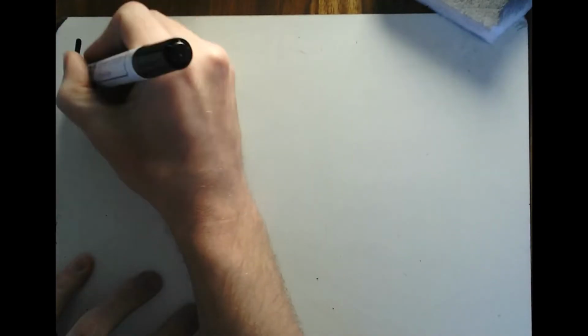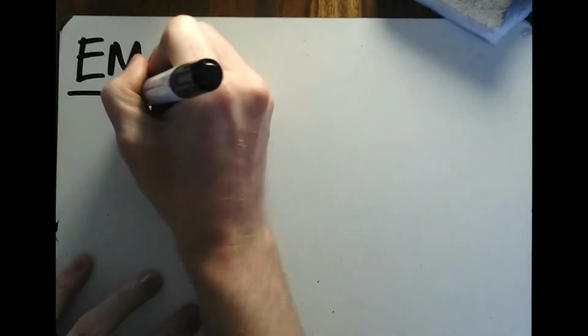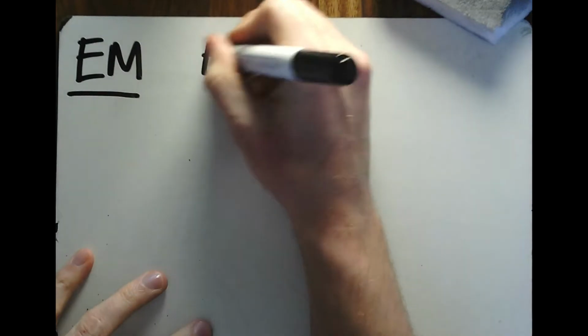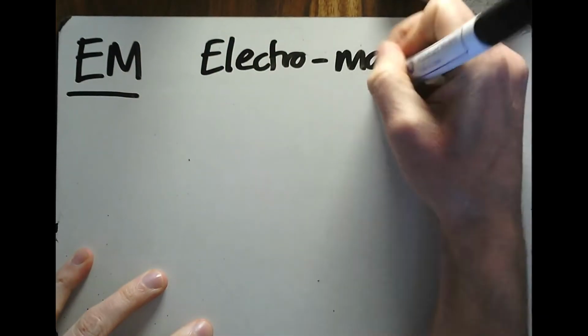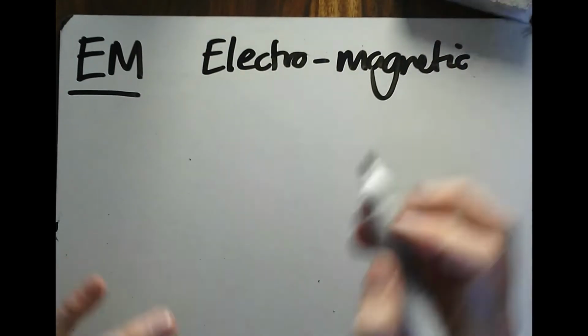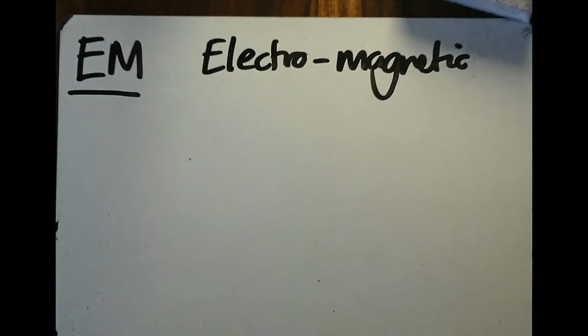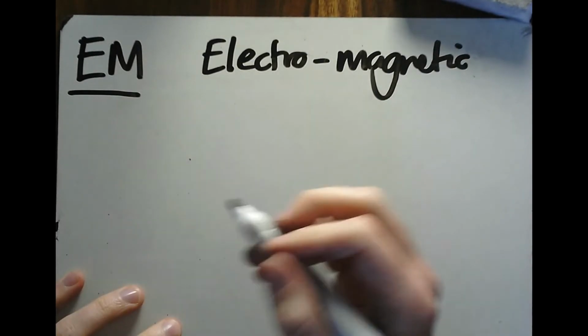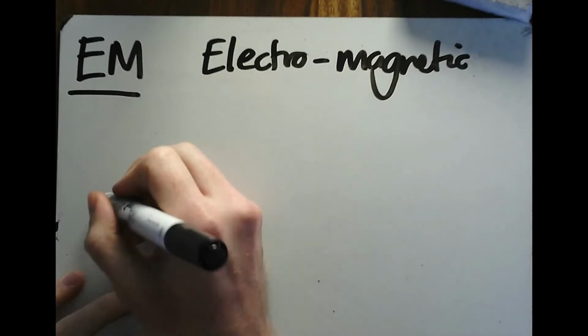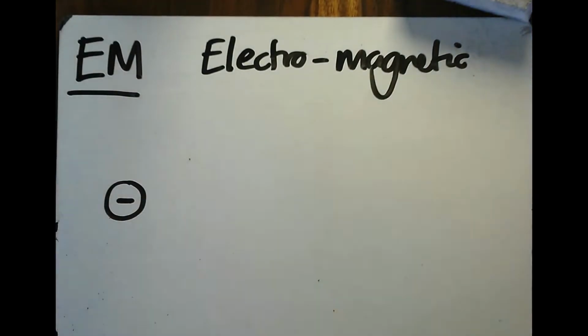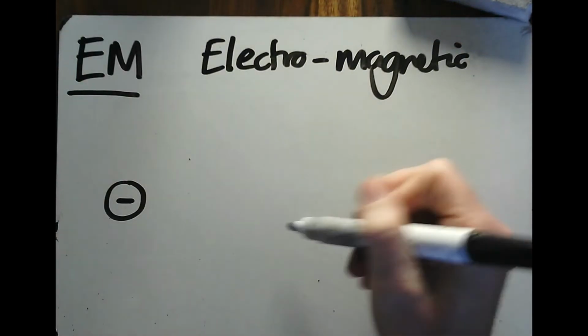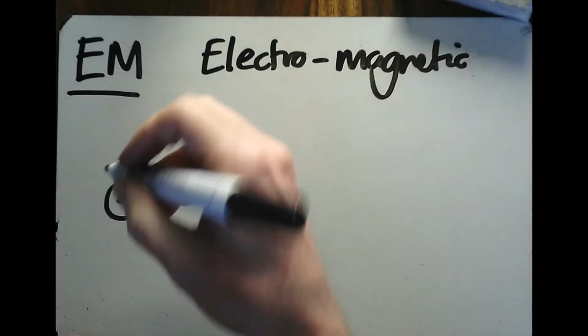The other category of wave is EM. And EM stands for electromagnetic. Okay, EM, electromagnetic. And what an electromagnetic wave is, basically, there has to be a charged particle. So we get a charged particle. So I'm going to draw an electron. So an electron has a negative charge, but we could easily just have a proton, which has a positive charge.